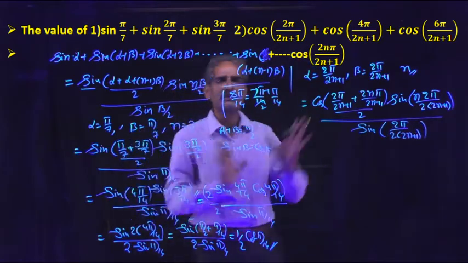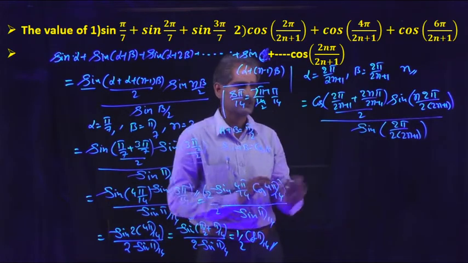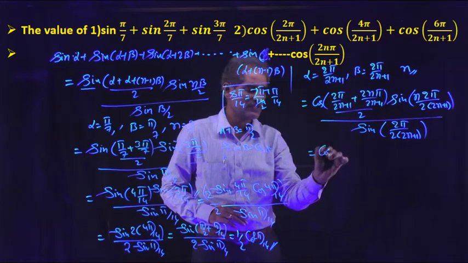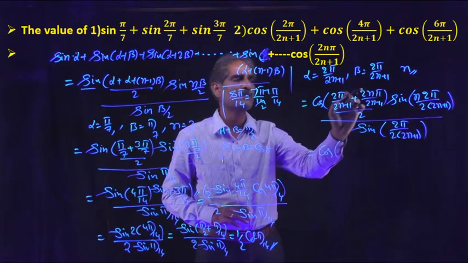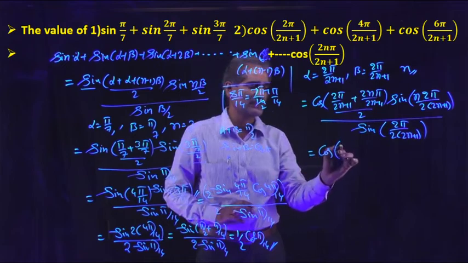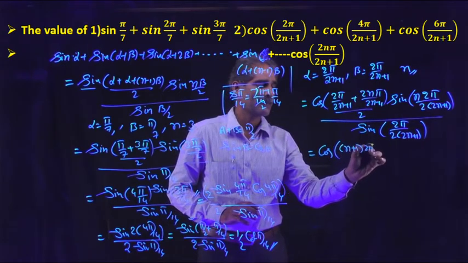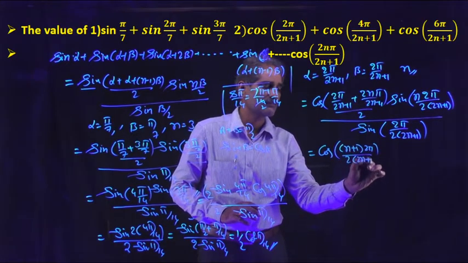Just to simplify. That's it. After simplification we get the answer. So here this is cos of, the denominator is the same, just add the numerators 2 pi plus 2n pi. We can take 2 pi common in the numerator, then we get (n plus 1) into 2 pi, whole divided by 2 into (2n plus 1).